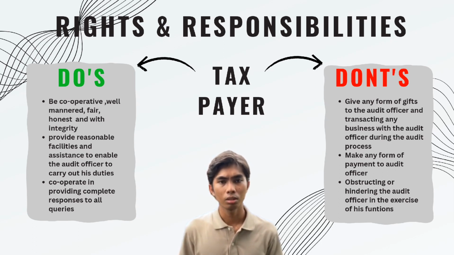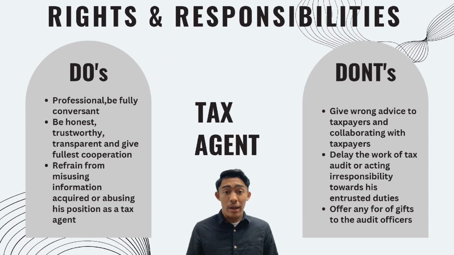Meanwhile, things that the taxpayer must avoid are giving any form of gift to the audit officer and transacting any business with the audit process. Making any form of payment to the audit officer and obstructing or hindering the audit officer in the exercise of his function. Rights and responsibilities of the tax agent.